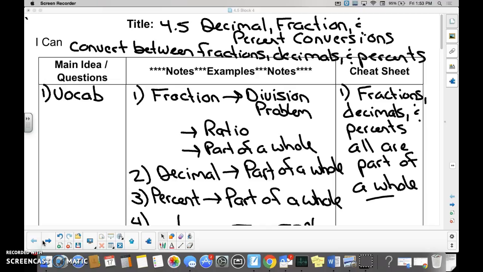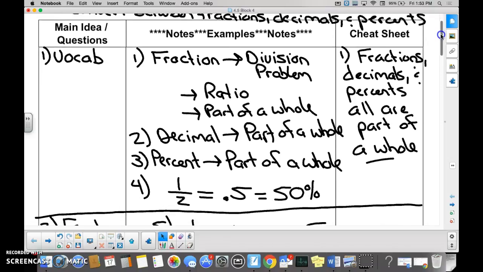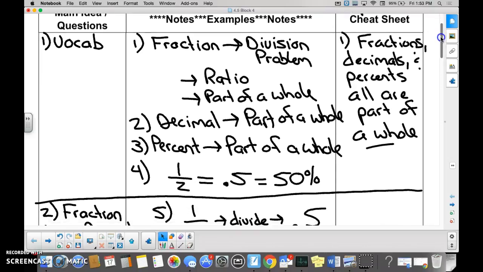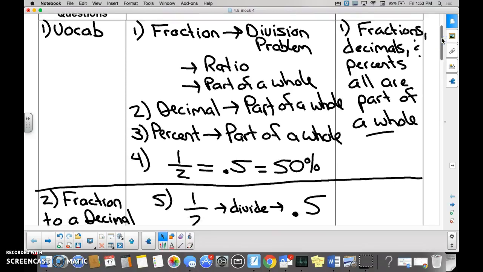Can somebody tell me what a fraction is? Catherine, what's a fraction? A fraction is a division problem. Can you give me another definition of a fraction? Manny. A ratio. And give me a definition of a fraction for the third time, Ismail. Part. Is a decimal, a percent, and a fraction all part of a whole? Yes or no? Yes. Louder. Yes. So they're all the same thing, aren't they? Yes. They're just in a different form.